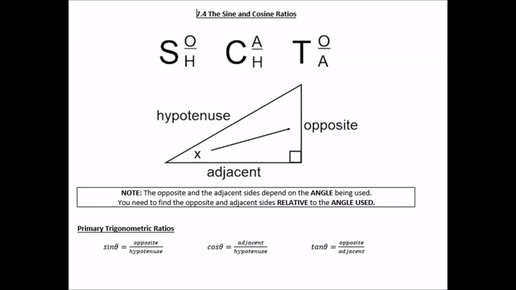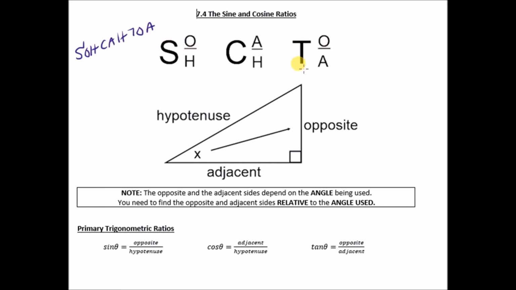7.4, the sine and cosine ratios. So this continues from the tangent ratios. So I'm going to just take a look at all of these ratios just holistically. Okay, so we call these ratios, we use the short form SOHCAHTOA.